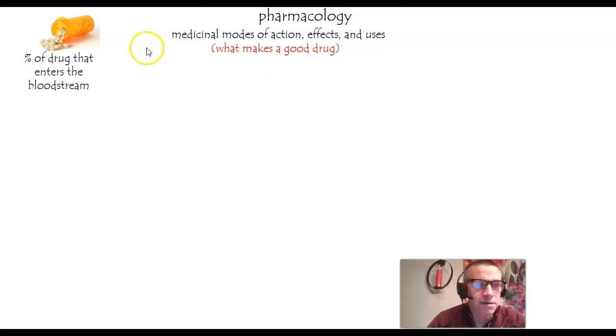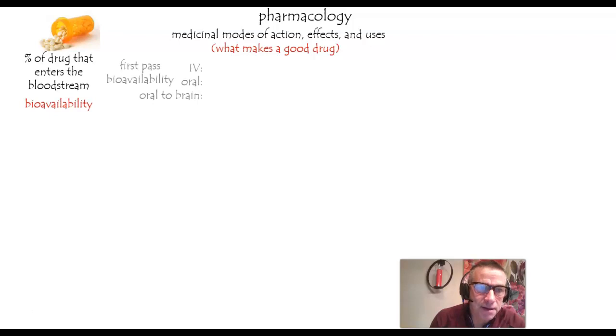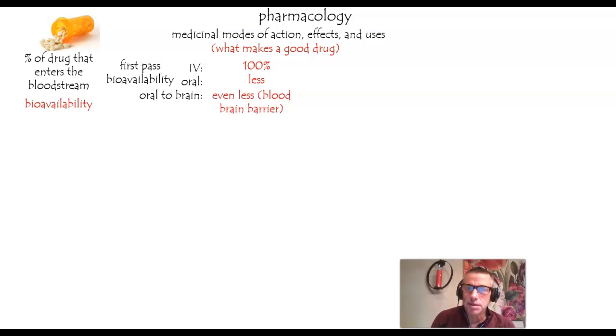One thing to look for is the percent of the drug that can enter the bloodstream. This is typically referred to as bioavailability. And if you are introducing your drug by an IV, intravenous method, well, you're going to get all of it in there. It goes directly into the bloodstream. You're injecting it right there. Orally, which usually means a pill, it's going to be less. And if you want to get it into an active site in the brain, well, that's going to be even less because you have to pass through the blood-brain barrier.